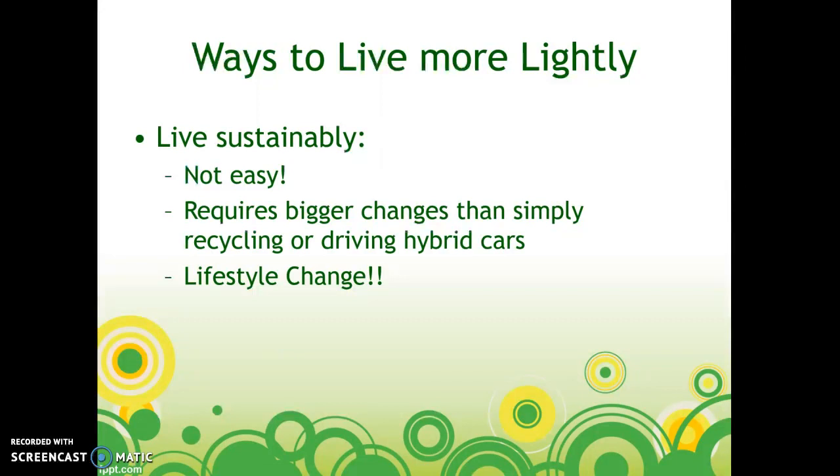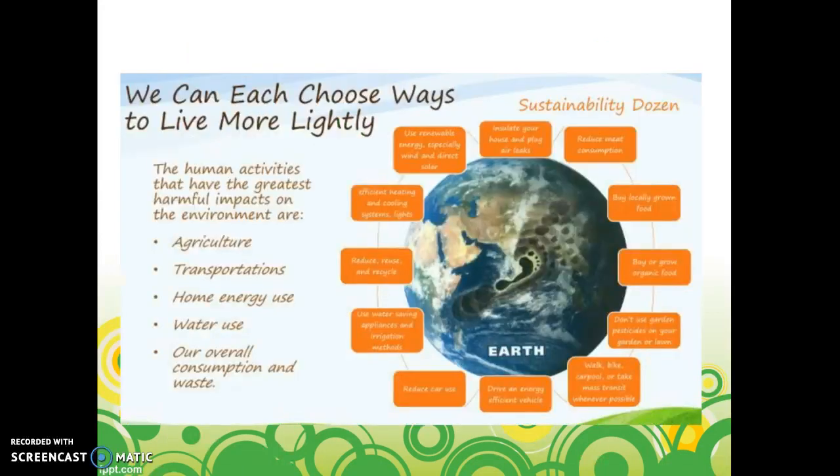So some other ways that our book talks about living more lightly is also to live sustainably. This isn't easy. This requires bigger changes than simply recycling or changing your light bulbs to energy efficient light bulbs or driving hybrid cars. This is a full lifestyle change. So some of the things that you can change are in the sustainability dozen, and the human activities that have the greatest harmful impacts are agriculture, transportation, home energy use, water use, and our overall consumption and waste. So this is figure 25.8 in your book.